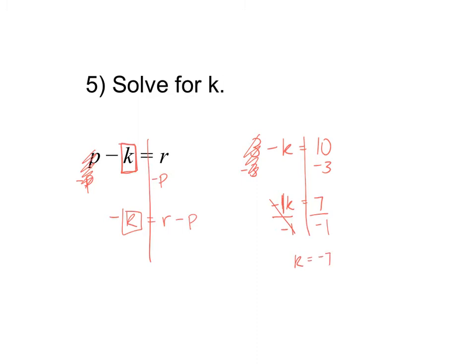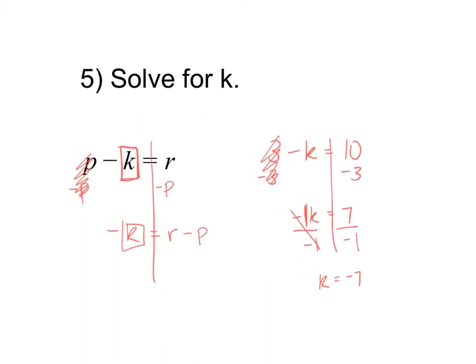I want to do the same exact thing for the one we're actually working with. I'm going to divide this side by negative 1, right? Whatever I do to one side, I have to do to the other side. So I'm going to divide each of these by negative 1 as well. So this is going to cancel out. I'm just left with k on this side.